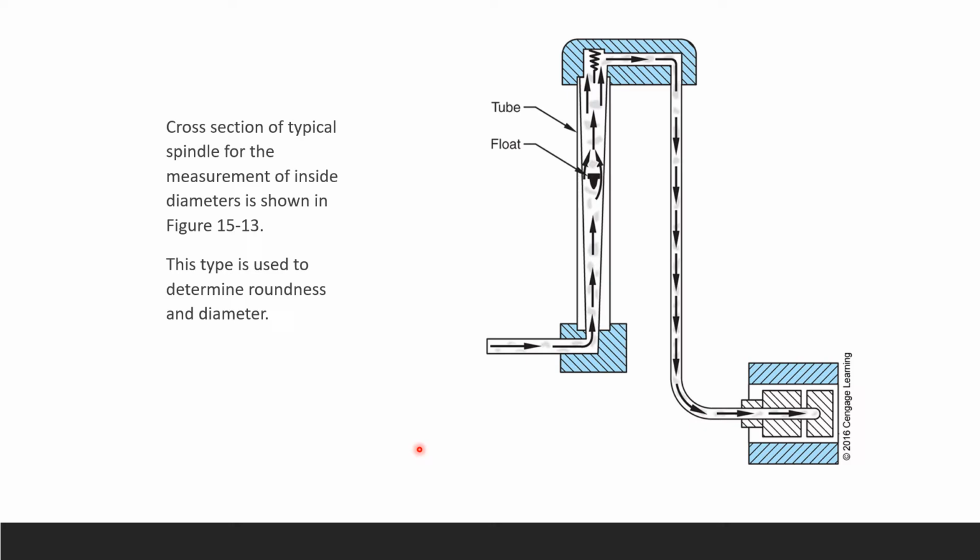In this picture, you can see the cross-section of a typical spindle for the measurement of inside diameter. This type is used to determine roundness and diameter. Every time we attempt to measure something that has a diameter, we're looking at the roundness. Again, you don't have to know the details of the instrument. All you have to understand is that every time we attempt to measure the diameter or the roundness, we usually use the cross-section of the spindle inside the instrument. That's all you have to know. And again, we're trying to determine the inside diameter.